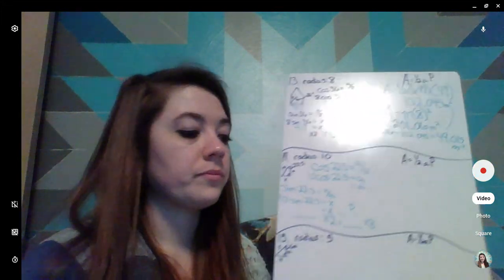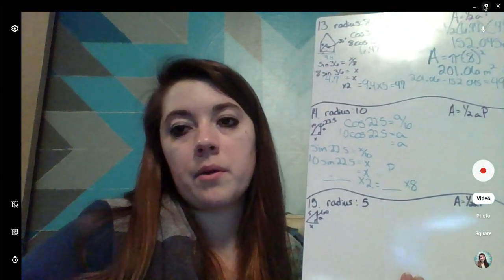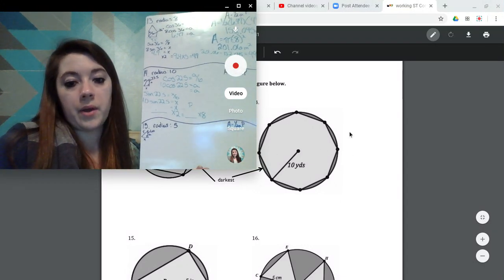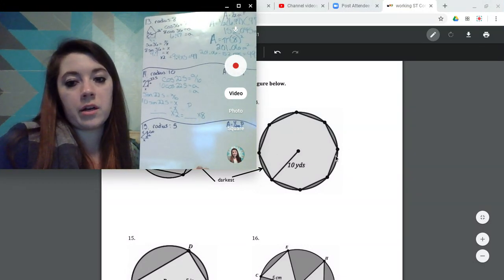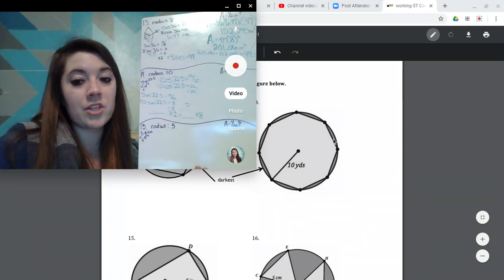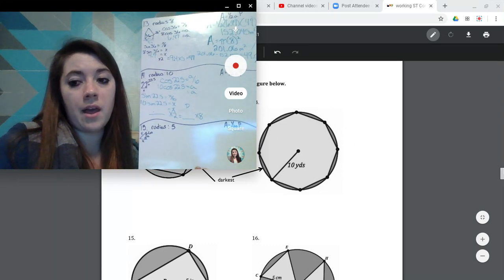All right, let me just show you what that one looked like quick before I move on to the next one. So this was the octagon one. You're finding that dark section around there. It's going to be a fairly small number because obviously there's not a lot of space between our octagon and our circle. They're fairly close together.